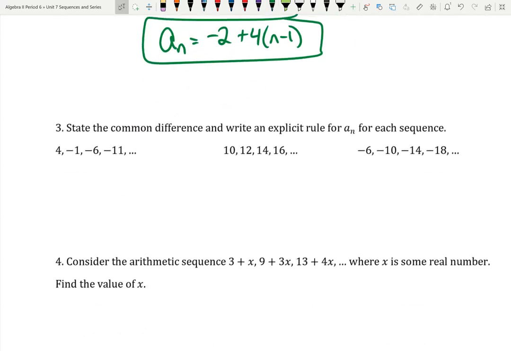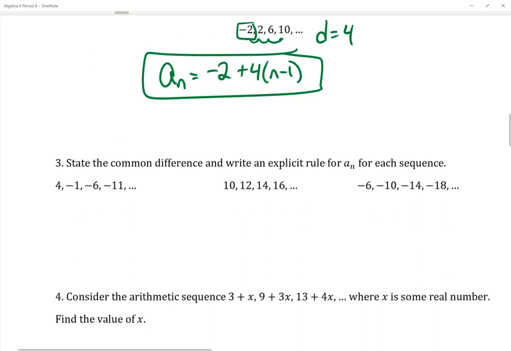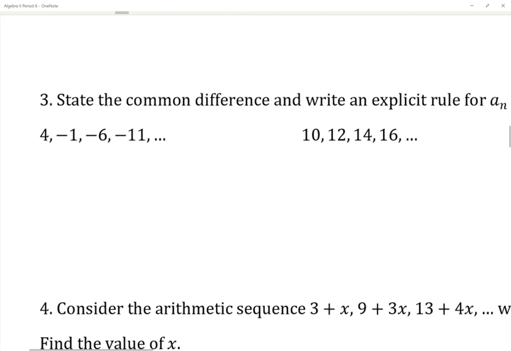State the common difference and write an explicit rule. So pause the video, and for each of these sequences, state the common difference and write me the formula for a sub n, the explicit rule for the nth term. Did you really pause the video? All right, I'm going to trust you that you paused it.